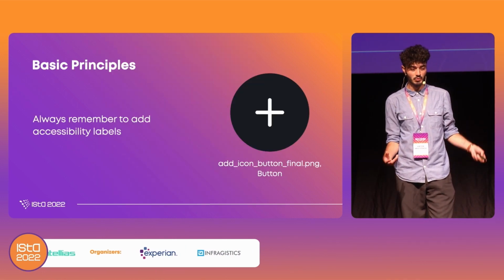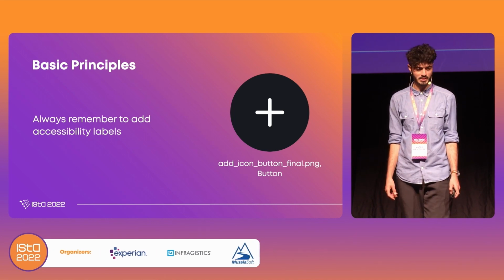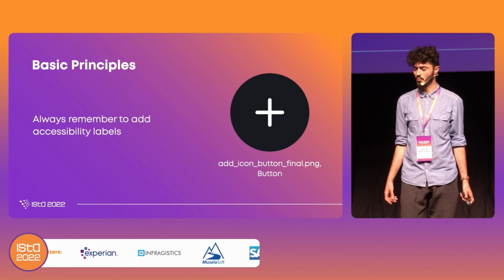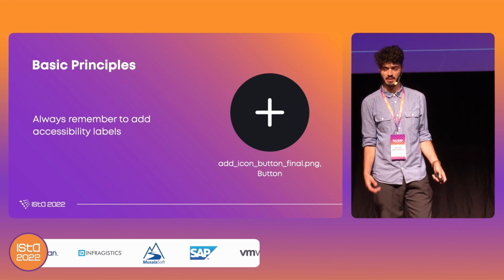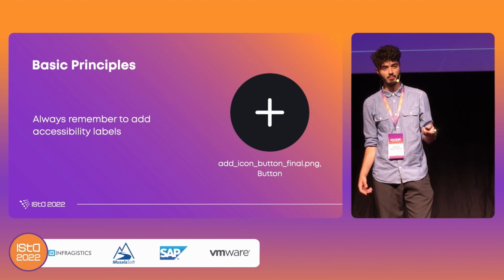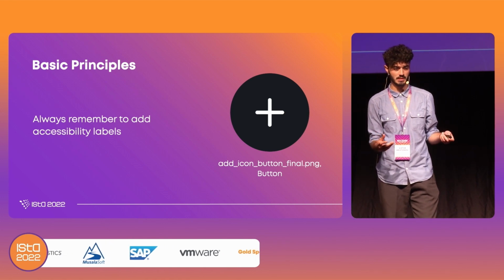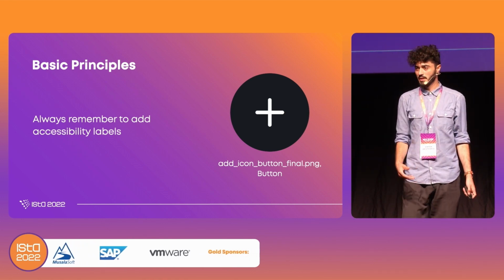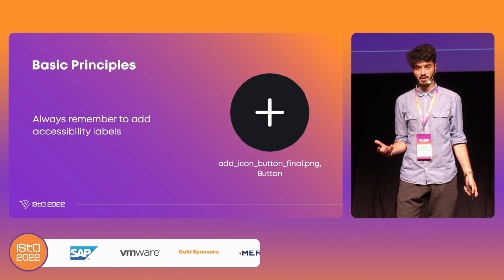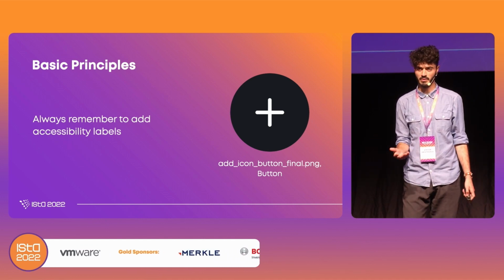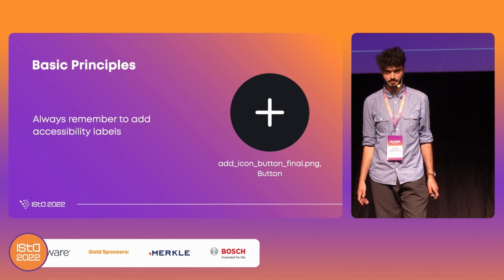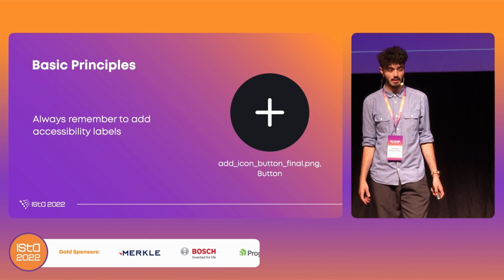So, some good and basic principles. First of all, we need to add accessibility labels to all of our components. Otherwise, as you just heard, if we have a button, for example, which has any image, VoiceOver will not read for you, this is an add button. It will read the label of the image, which could be pretty weird.